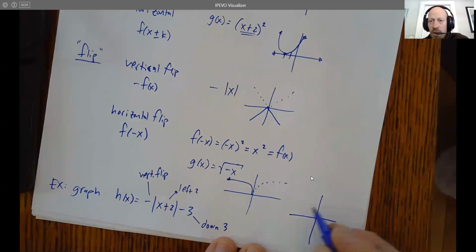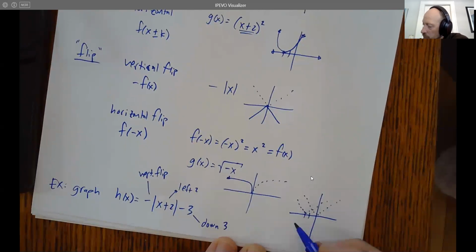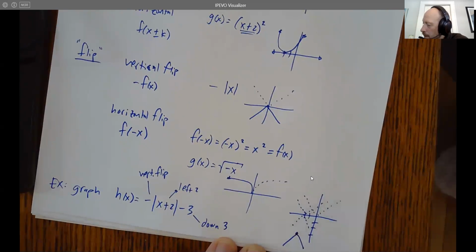You can do it all at once, but sometimes people find it helpful to kind of sketch that in little pieces, right? Like that's my original. So left 2 would be here. The vertical flip would be here. And then down 3. So it'll end up looking like that. Okay. So that would be our graph that we're looking for.